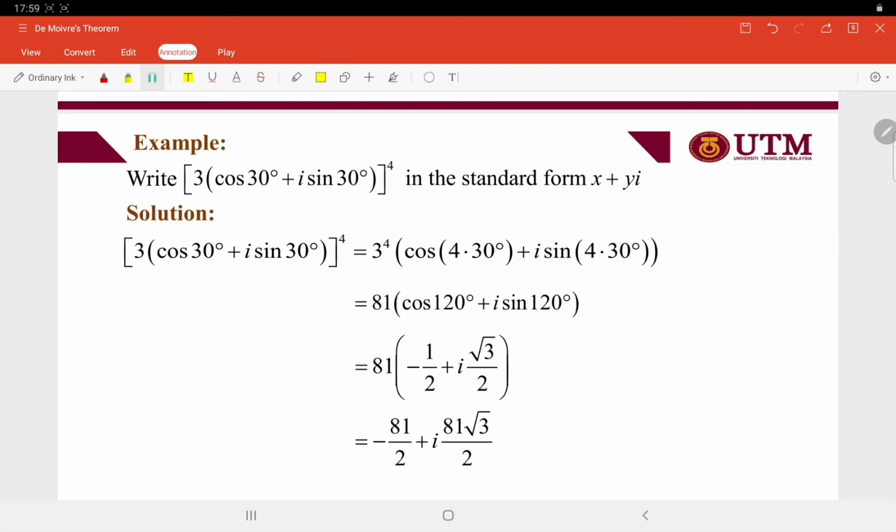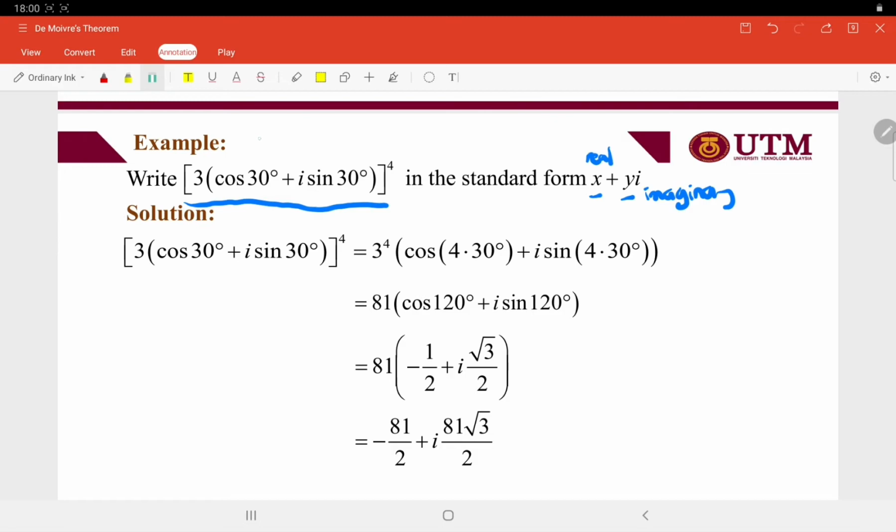For example, write (3(cos 30 degrees + i sin 30 degrees))^4 in the standard form x + yi. So it means that you have to write this in the standard form of x + yi, where x shows the real part and y shows the imaginary part.